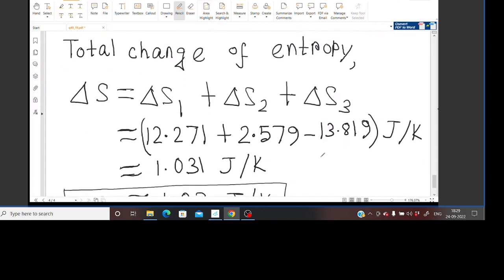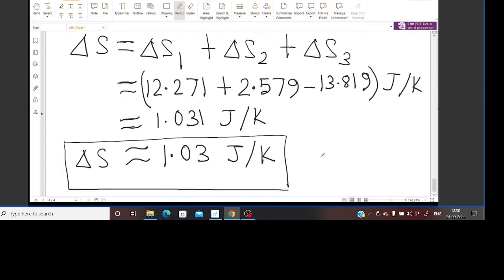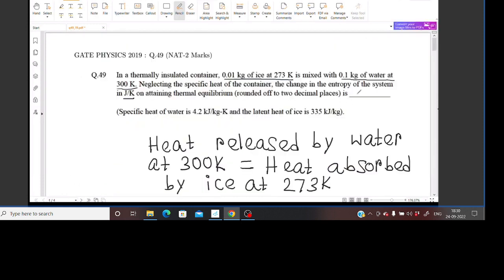So the total change of entropy is equal to 1.031 joule per Kelvin. But in this question we need to write the correct answer up to 2 decimal places. So the correct answer is 1.03 joule per Kelvin. So in this question the correct answer is 1.03.